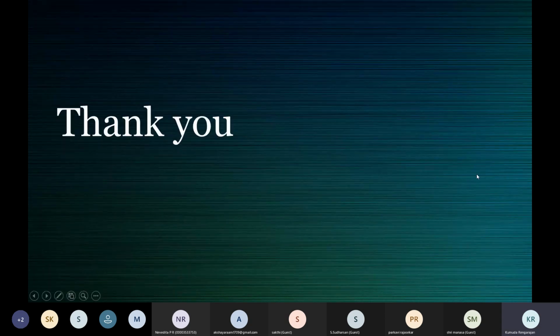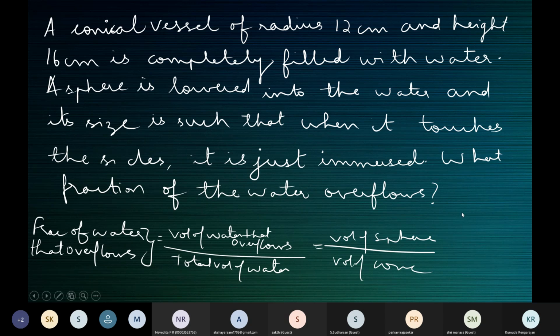All right, children. So for the sphere, we need the radius. We need to find the radius of the sphere. That's not given. Radius of the sphere is nowhere in the question. But for the cone, we have both the values. We know the radius of the cone, 12 centimeters. We know the height of the cone, 16 centimeters. So for the cone we have everything, so you can find the volume of the cone. But for the sphere, we need r. So you should just find the value of r. Once you find r, you can find the fraction of the water that overflows.